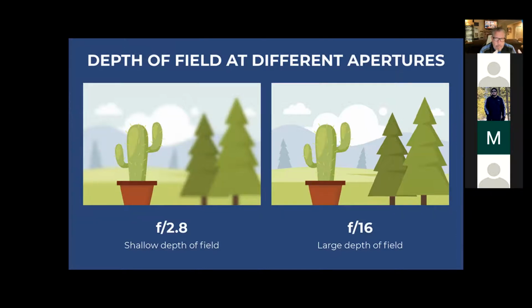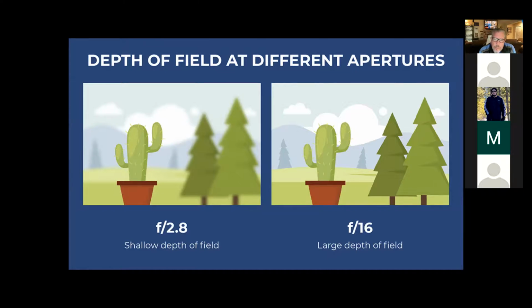So the cactus is somewhat close, within a 5-foot range or so, and the pine trees in the background are kind of far away, at least 10 feet away, maybe more. The one on the right is the exact opposite, where with the camera set at f16, you want your same position, but now with the cactus in focus and the trees are in focus as well.